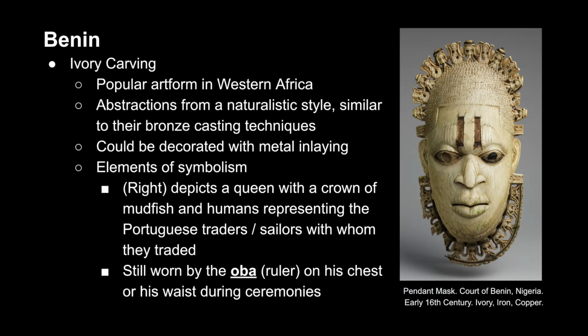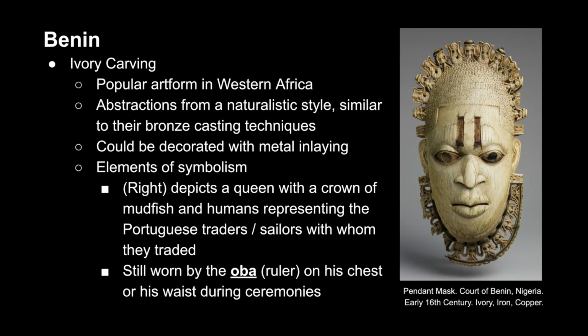Next, we're going to look at Benin ivory carving, which we see an example of here. It was a popular art form in Western Africa. Similar to the styles of the bronze casting techniques, we see an abstraction and a diversion from naturalistic styles. Looking particularly at the medium itself, ivory carvings actually had the capability of being inlaid with metal. Benin ivory carvings also utilized a lot of elements of symbolism, which we can see in this example here.